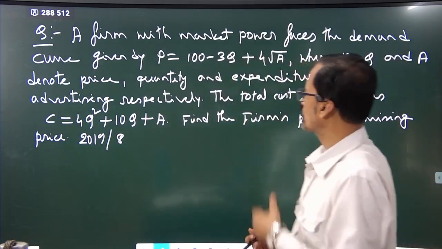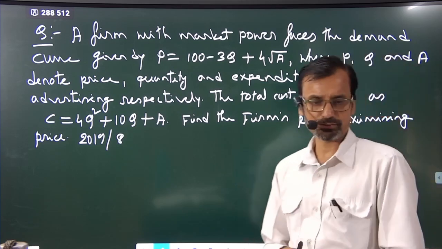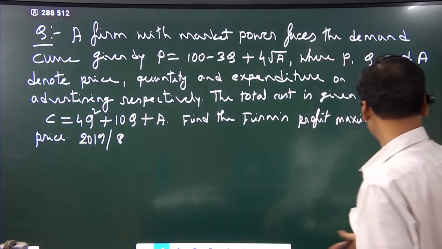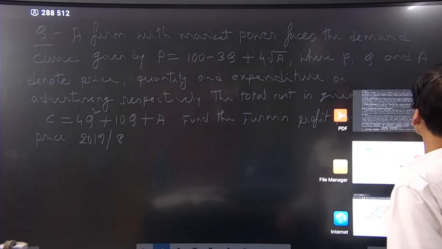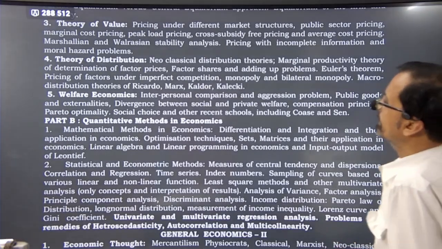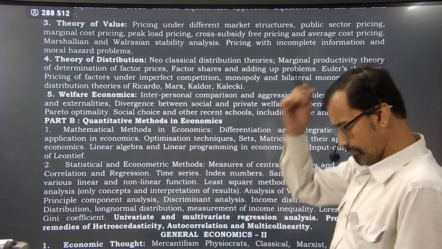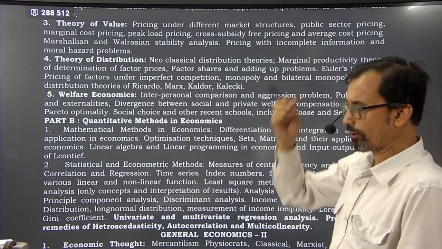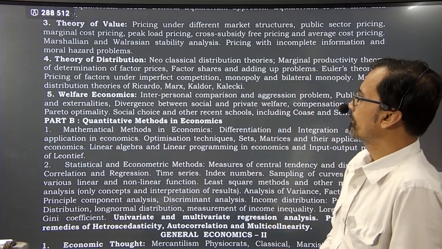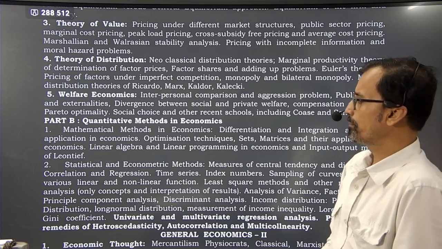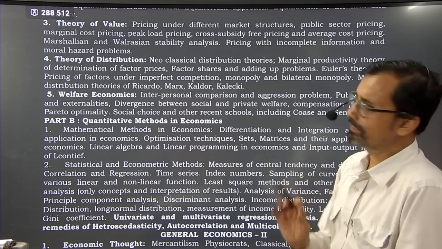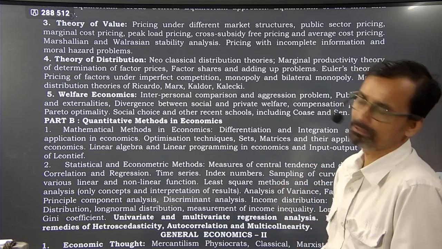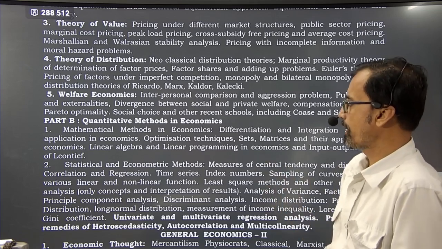Let's get to know about the syllabus of the Indian Economic Service. First, let's focus on the syllabus and what exactly it is telling us. In General Economics Paper 1, there are two parts, Part A and Part B. Part A consists of 5 units and Part B consists of 2 units.